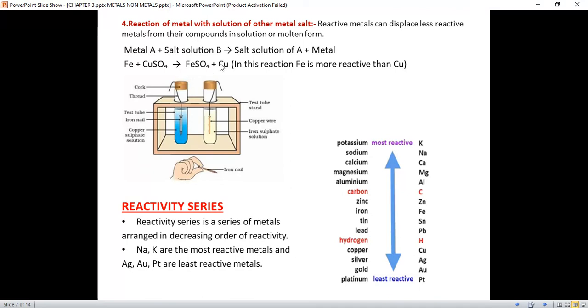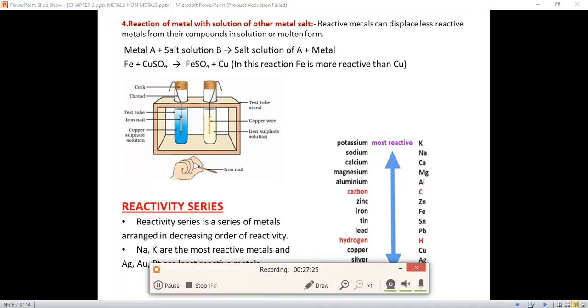Reaction of metal with other metals. A metal will react with another metal's salt to form a new salt, and the other metal will be displaced. So if some metal is very reactive, then the other metal will show the reaction in this case. For example, in this reaction, iron is more reactive than copper and it is taking the place of copper, and it is forming FeSO4 and Cu is coming out of the reaction.